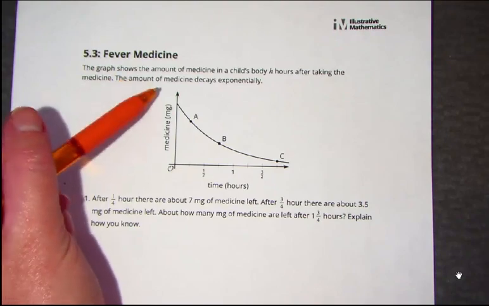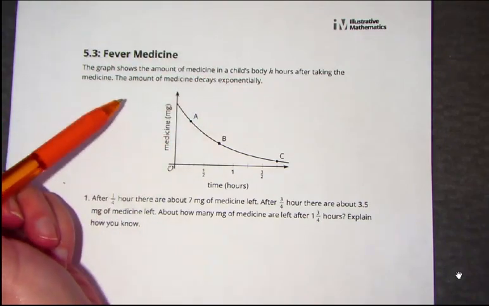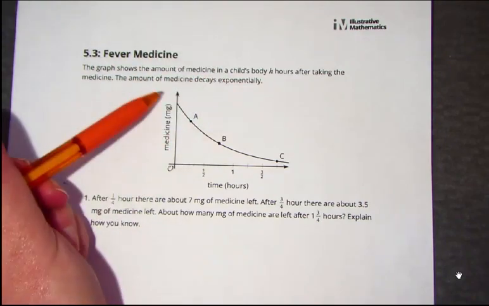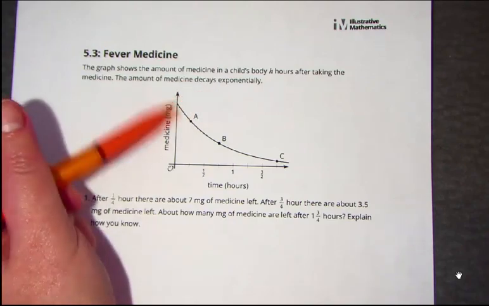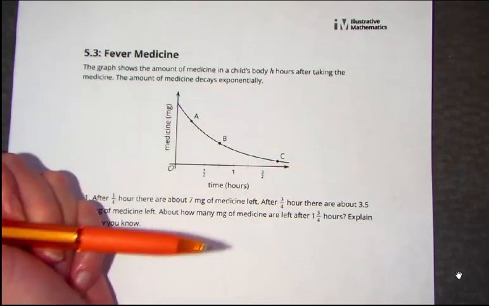The graph shows the amount of medicine in a child's body 8 hours after taking the medicine. The amount of medicine decays exponentially, so you can see this exponential decay, this reducing amount.